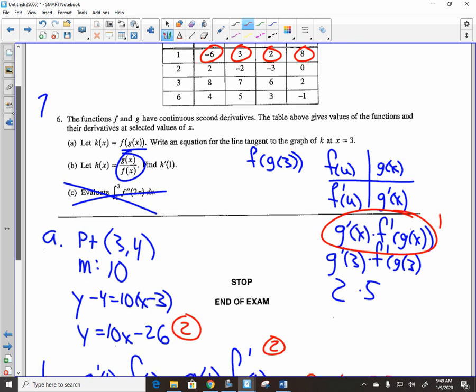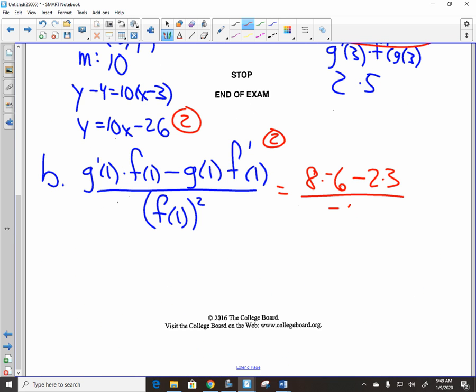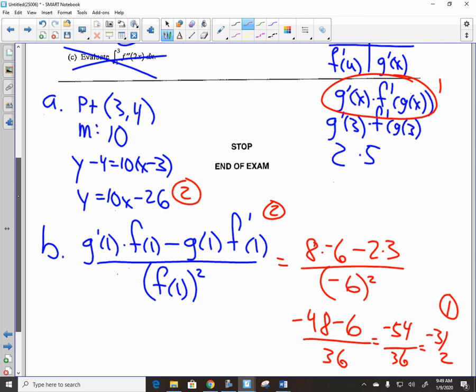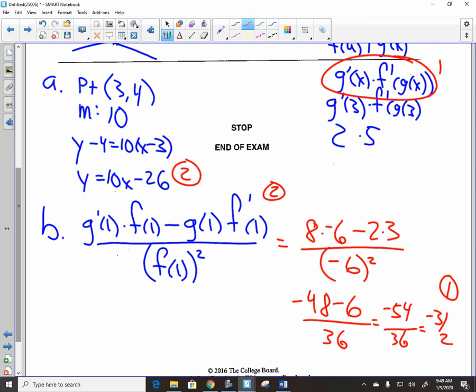What is f of 1? F of 1 is -6. And you get -48 minus 6 over 36, which is -54 over 36, which is -3/2. So that would be 1 additional point. So 2 for the derivative formula, 1 for that, and then we saw the 3 points up above. So that's a total of 6 on this one.